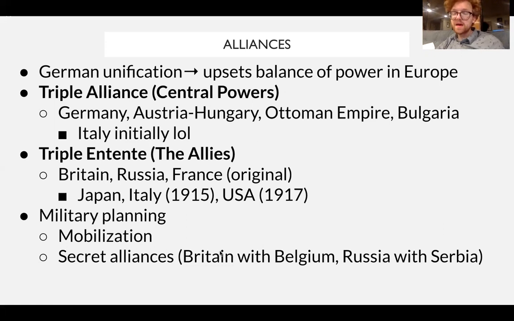The UK is going to have a secret alliance with Belgium that if anyone ever invaded Belgium, the British would attack that invader. And it's a very similar thing with Russia and Serbia. If anyone attacked Serbia, Russia was bound and pledged to protect it. And this would be a major reason why the war will escalate outside of a Balkan problem into an international conflict. Well, we'll get there.